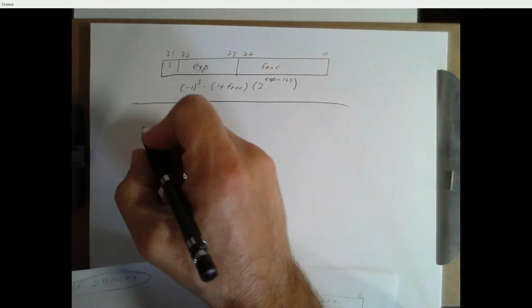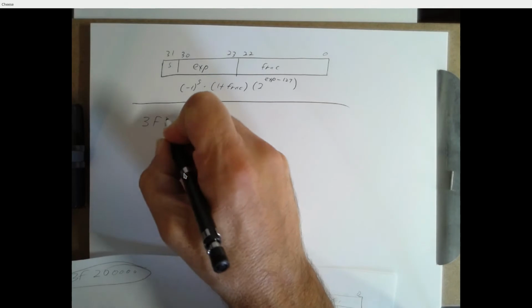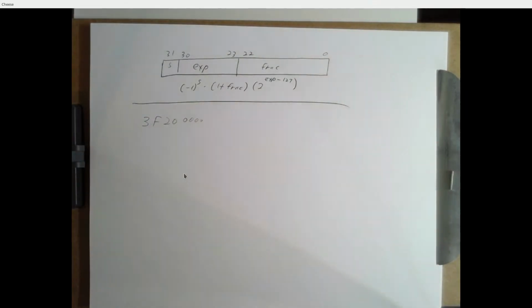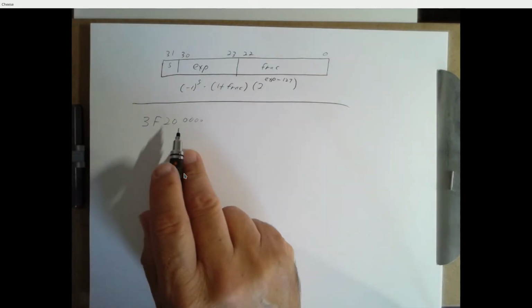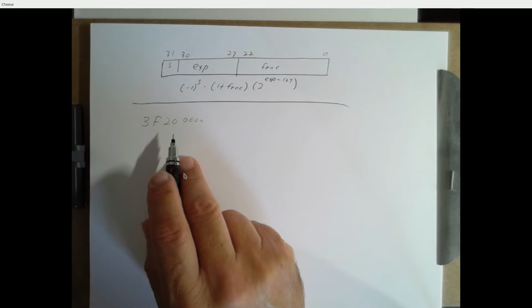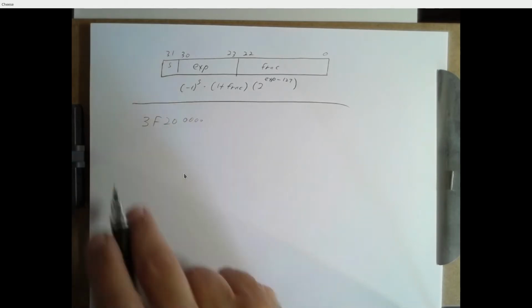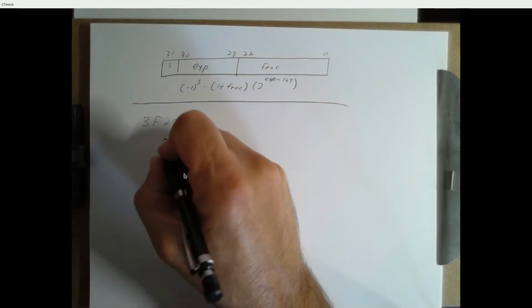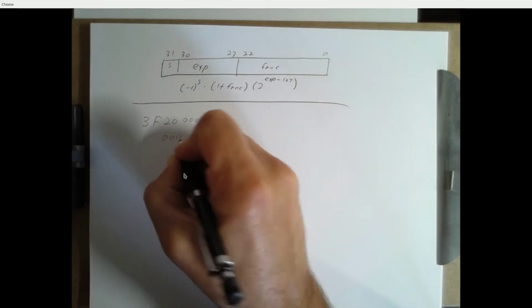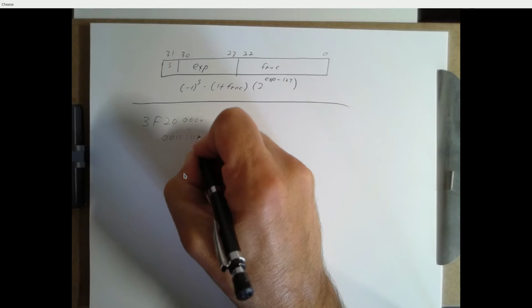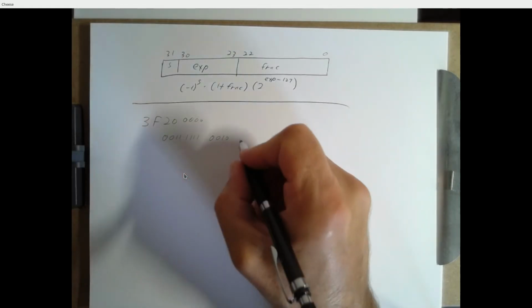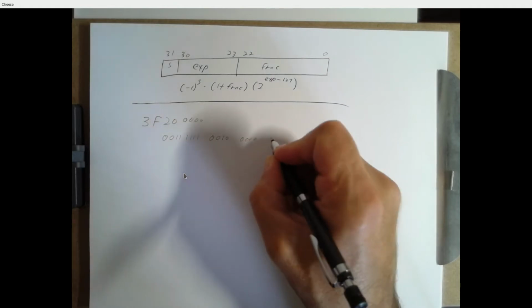So let's look at the number 3F200000. And let's say, what does this number represent? If this is a 32-bit single precision floating point number stored in IEEE 754 format, what floating point number does this correspond to? Well, write it out. So 0011, that's 3. 1111 is F. 0010 is 2. And then it's going to be a bunch of zeros.